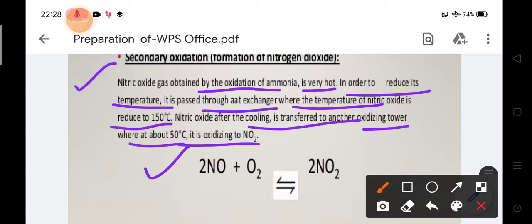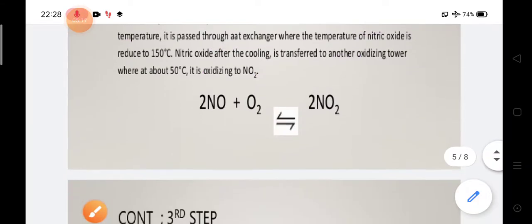In this reaction we can see two NO molecules react with O2 to form NO2. This is also a reversible reaction, which means that it can go forward as well as backward. So this is the second step of the Ostwald process. Let's move to the next step.